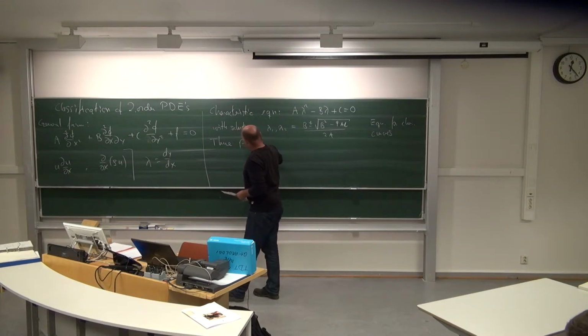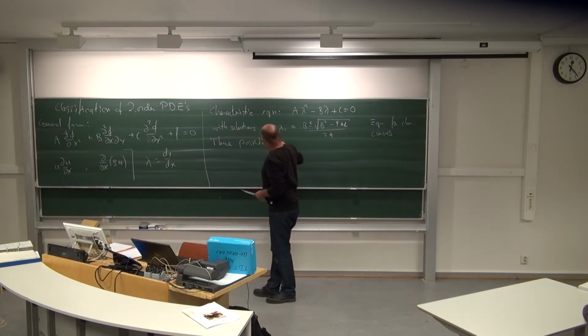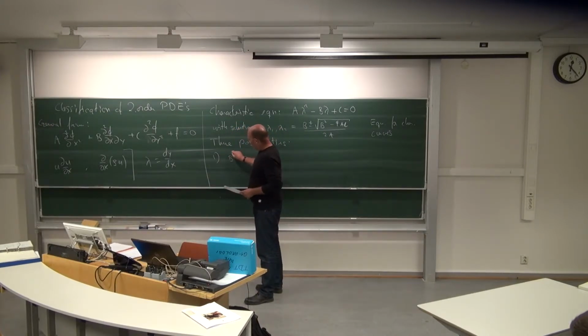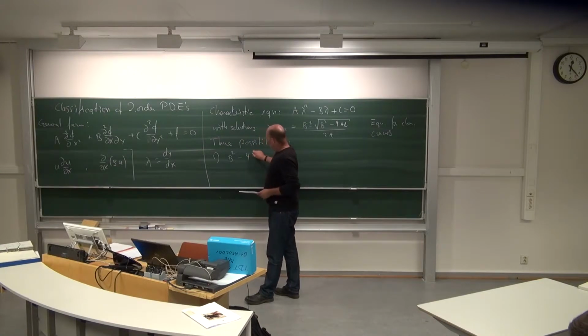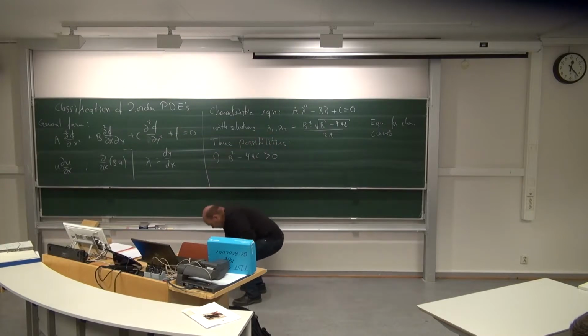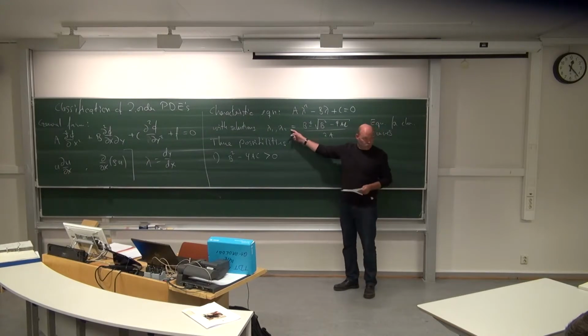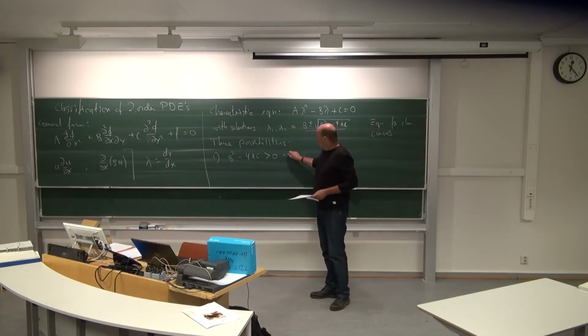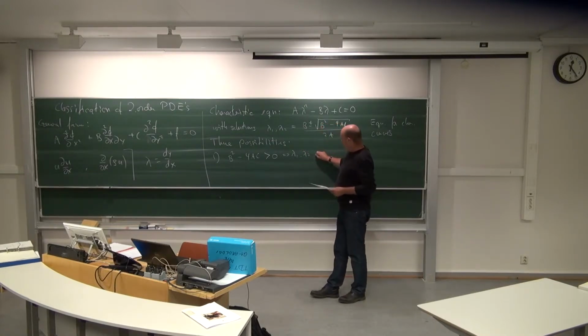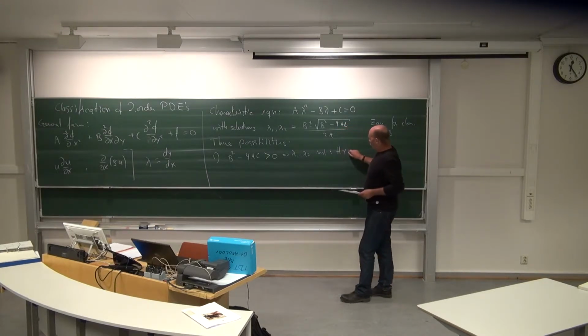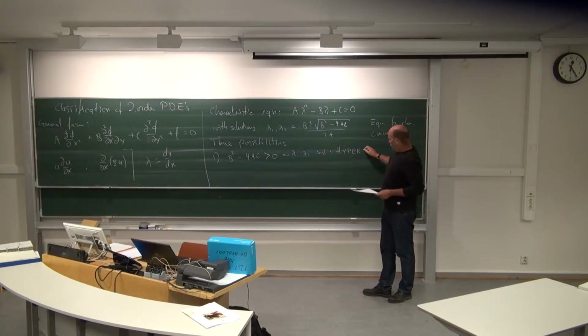Three possibilities. First one, b squared minus 4ac is positive. Then you will have 2 real roots, lambda 1 and lambda 2. They are both real. This is what we call a hyperbolic equation.